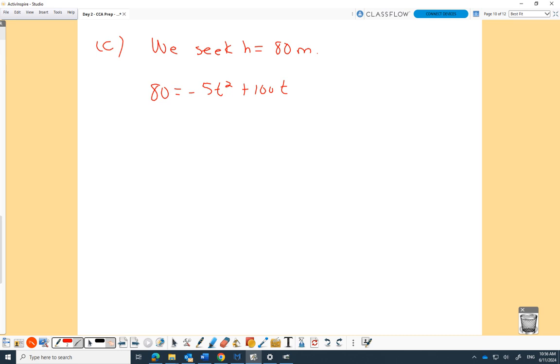Move the 80 over. No matter what we're going to do next, we need 0 on one side. That's different than linear. Linear was isolate t. I can't isolate t. There's multiple t's there. So our strategies all are based on getting 0 on one side. Then, does it factor? Okay, so we'll try to factor it.